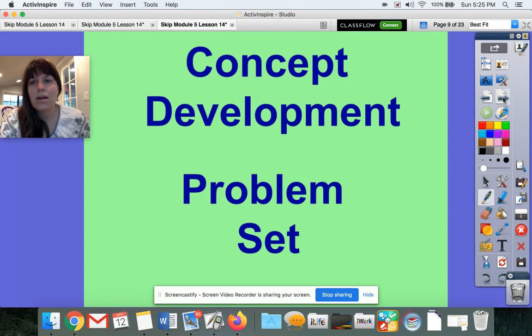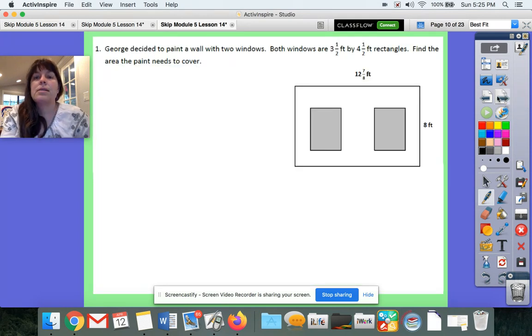Okay, we're moving on to the concept development, which you can follow along in your packet. And like I mentioned earlier, it's a good idea to pause and try to figure things out for yourself. If you don't understand, you can always go back and watch it over again as many times as you need to until you understand. And if you still have questions, you will save those and either ask me during a Zoom meeting or Ms. McMillan during a Zoom meeting, or you can email us.